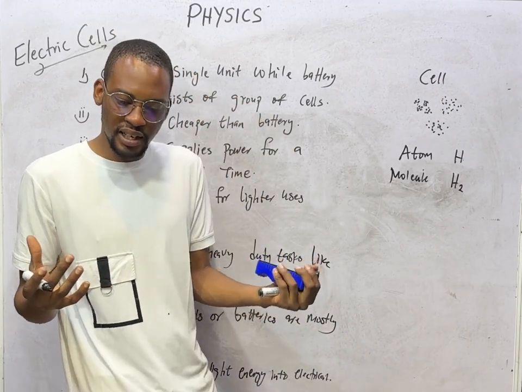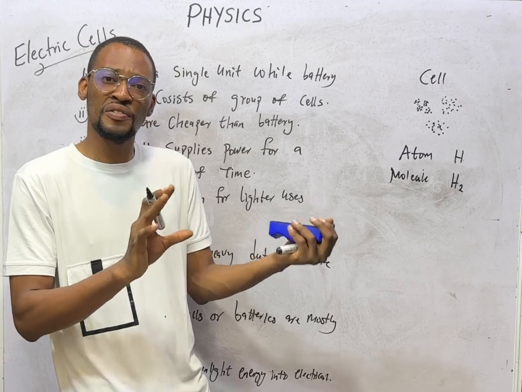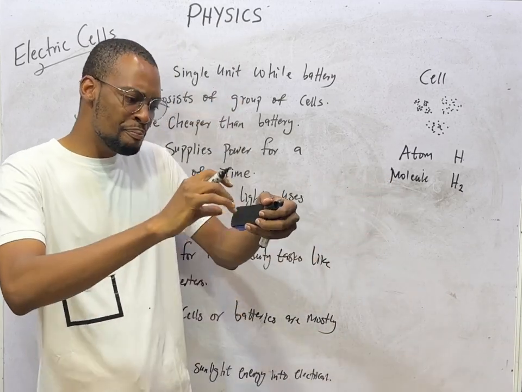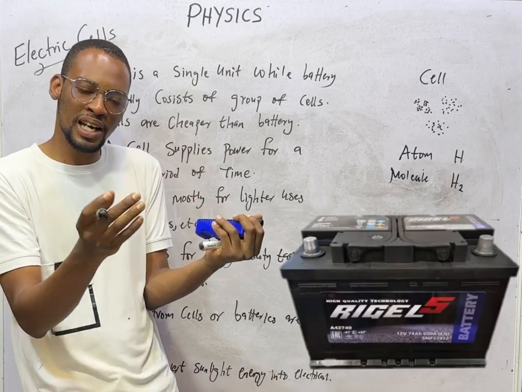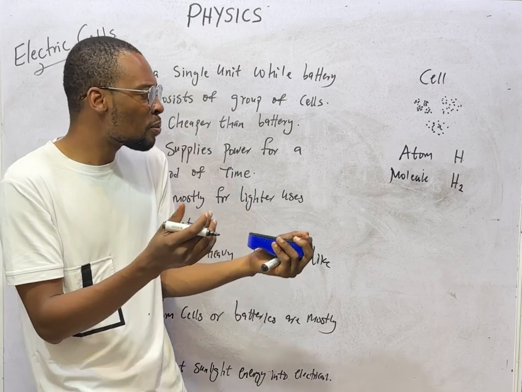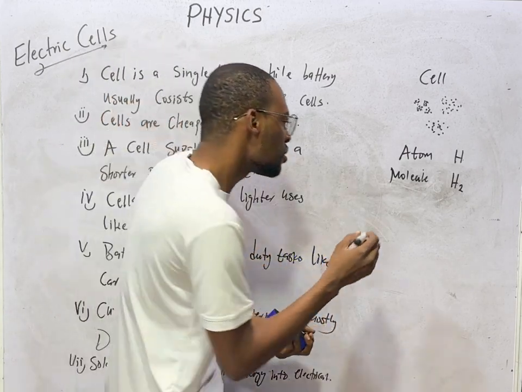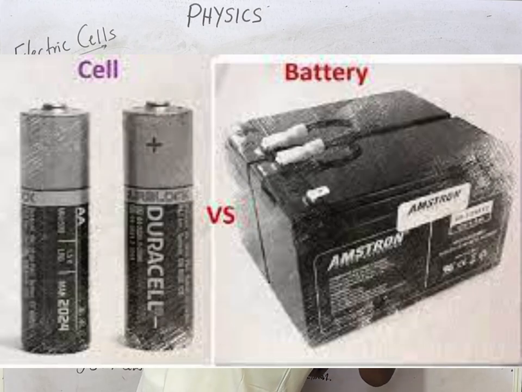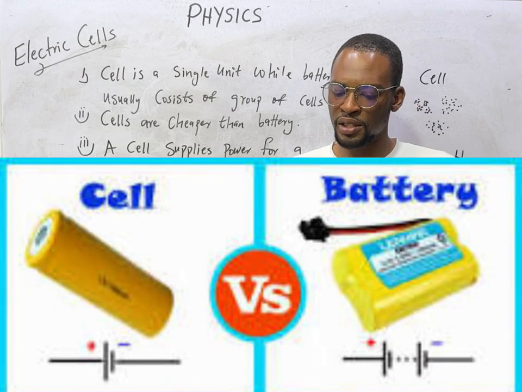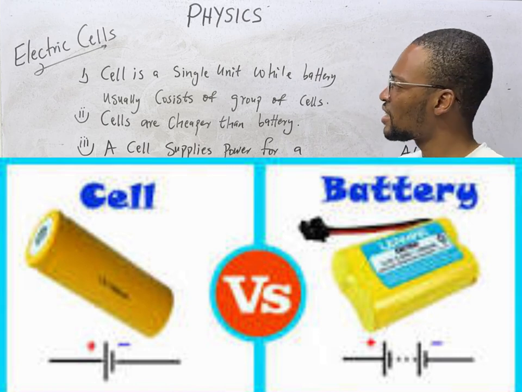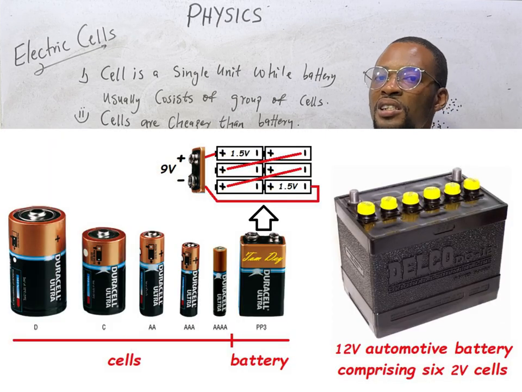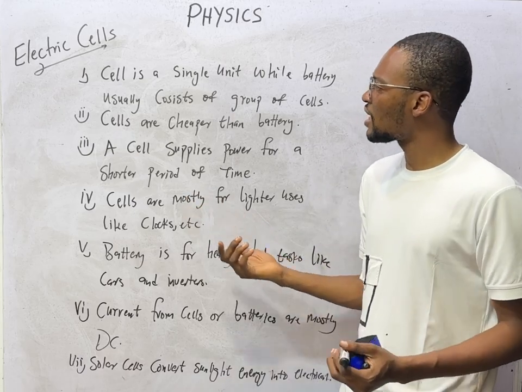Now back to cell. If you see a car battery or battery for anything around, or that big inverter you see in your house, there are different cells arranged to make up that battery. So a group of cells arranged either in series or parallel gives rise to a battery. So I can basically say that cell and battery are talking about the same thing, just that battery contains many cells, as simple as that.